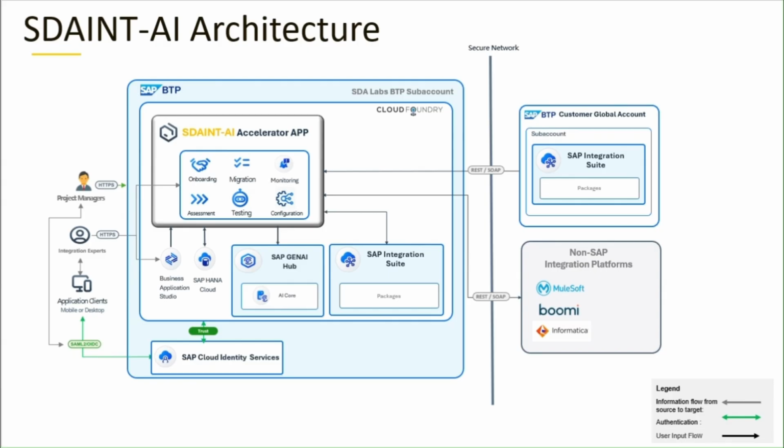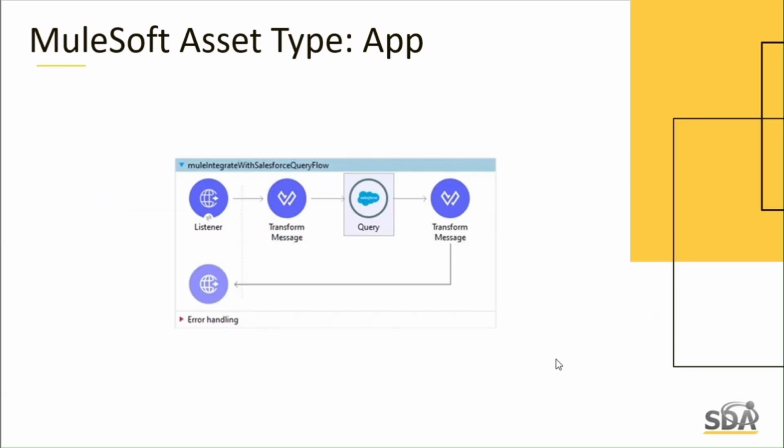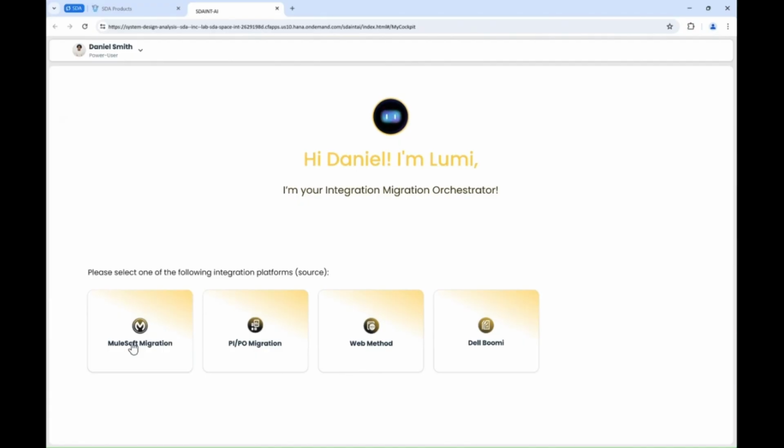For today's demo, we will focus on a migration scenario from MuleSoft to SAP Integration Suite. Before we get started, let's take a quick look at a MuleSoft asset. Here, we are looking at a MuleSoft application that contains an integration flow. Using SDA Inc AI, this asset can be analyzed and converted into a SAP Integration Suite artifact without requiring manual coding. Now, let's move into SDA Inc AI.